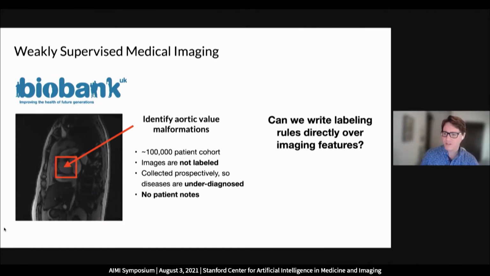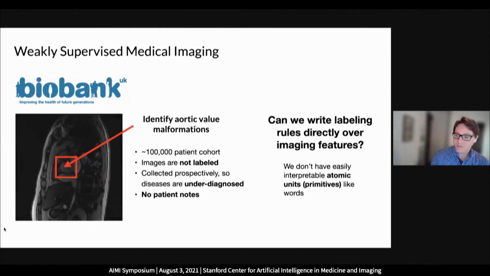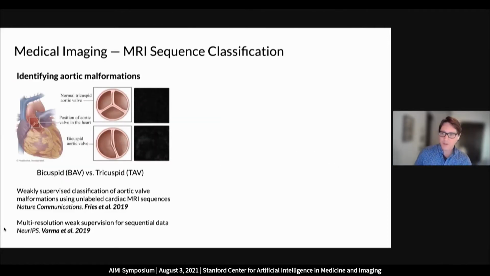And so we had a question: can we write labeling rules directly over the image? This is pretty hard. Unlike text, we don't really have these atomic semantic units or primitives. So the question is, how can we even approach this? Well, this motivated a line of work around MRI sequence classification, particularly for bicuspid versus tricuspid aortic valves.